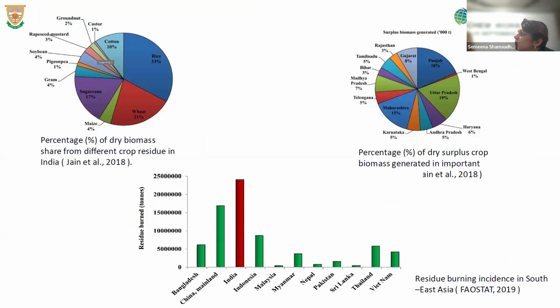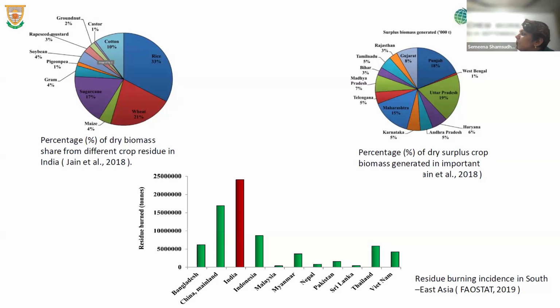If we look at the percentage of dry biomass shed from different crop residues in India, the maximum, as you can see, is rice at 33%, which is the Kharif crop, and wheat, the Rabi crop, at 21%. If we see the biomass generated from burning of the important crops, the maximum share among the states is from Punjab and Uttar Pradesh as compared to other parts of India.